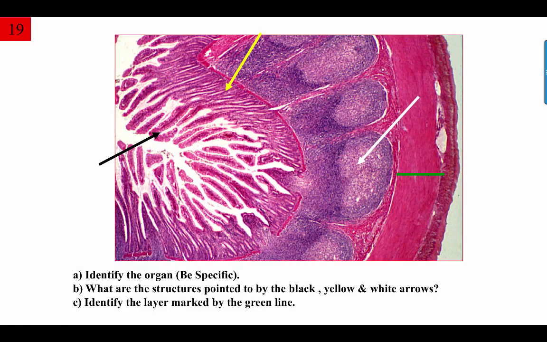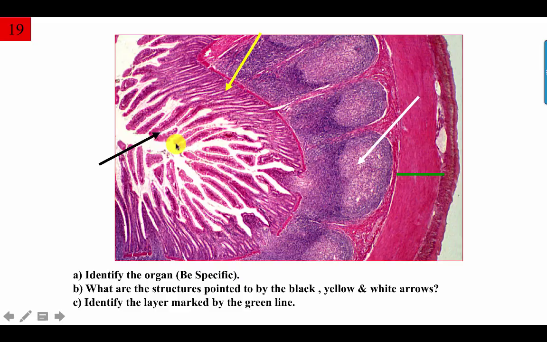Identify this organ. This organ is also showing villi and crypts, these fingers and these tubes. So it is in the small intestine. I cannot see the Brunner's glands, but instead I can see the lymphatic tissue here. So it is the ileum 100%.